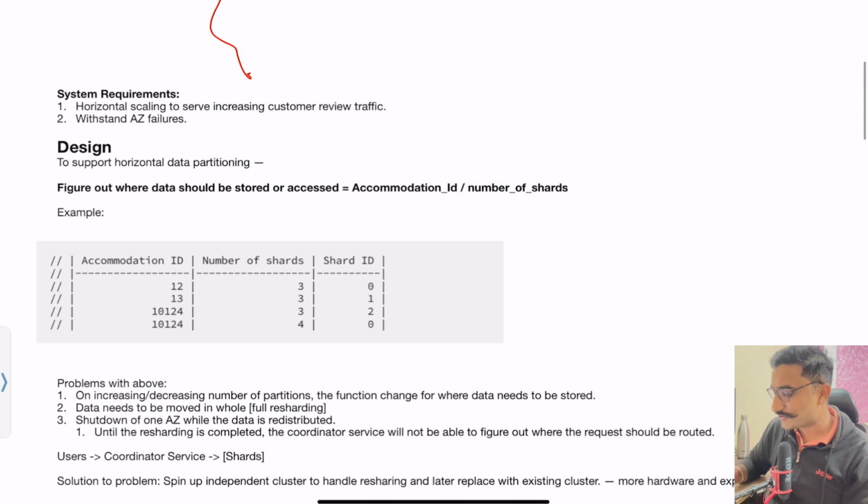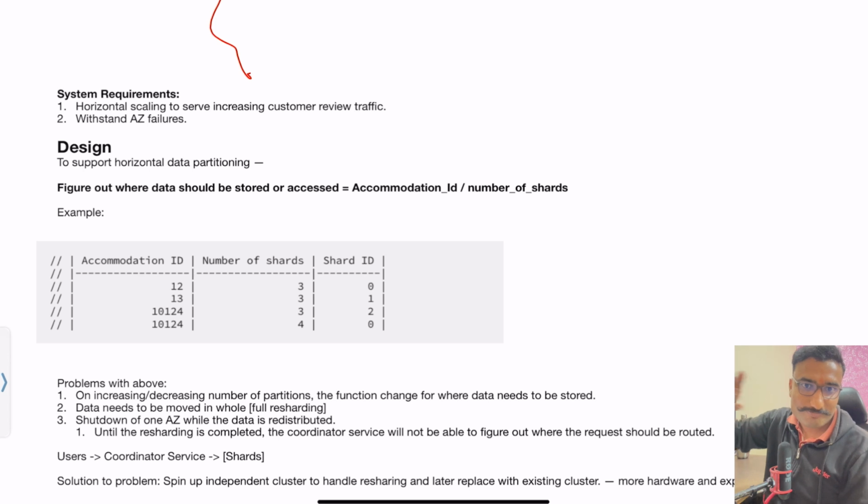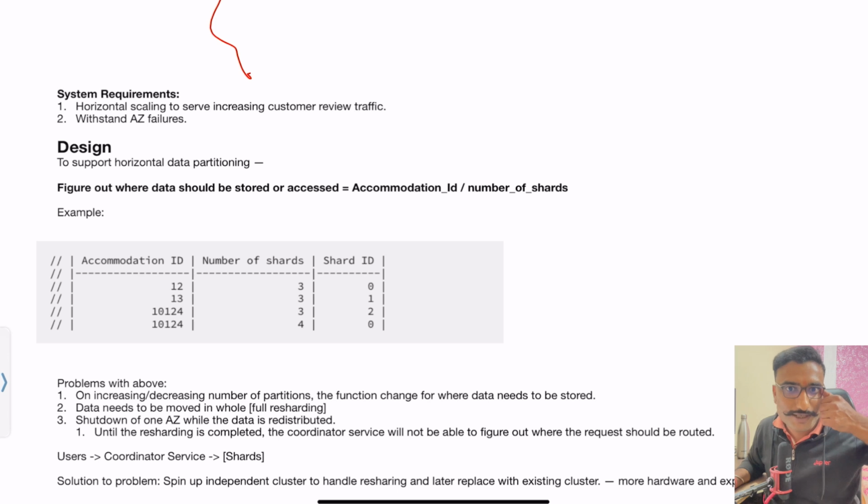Coming back to our discussion: we are trying to scale the customer review system from booking.com. First of all, there are system requirements that we have to consider for what we are trying to design. So what are the requirements? Horizontal scaling to serve increasing traffic.